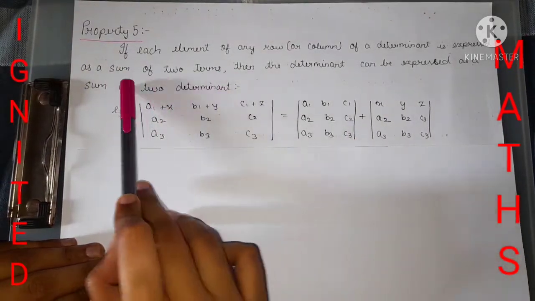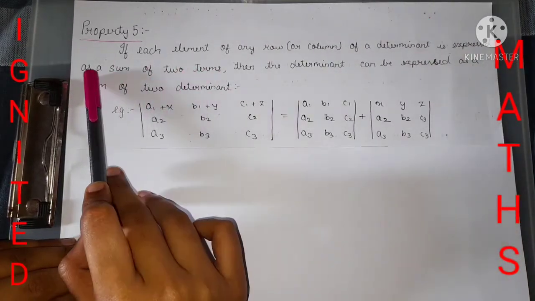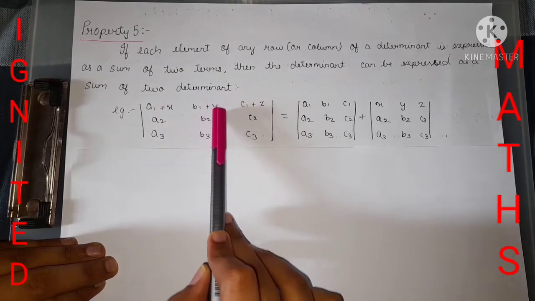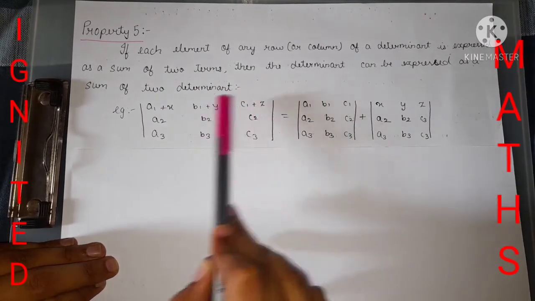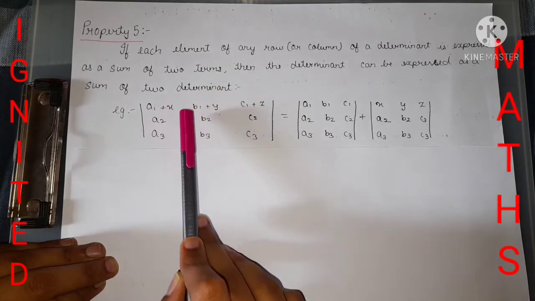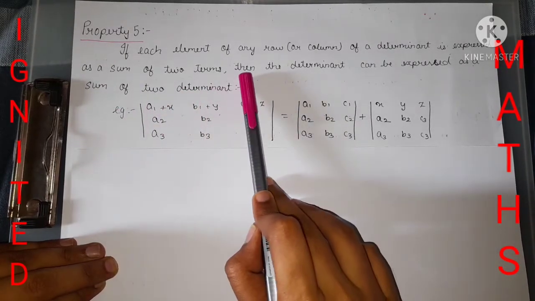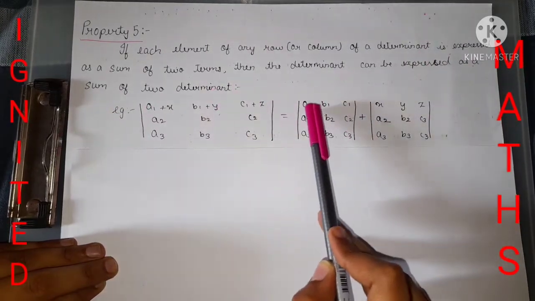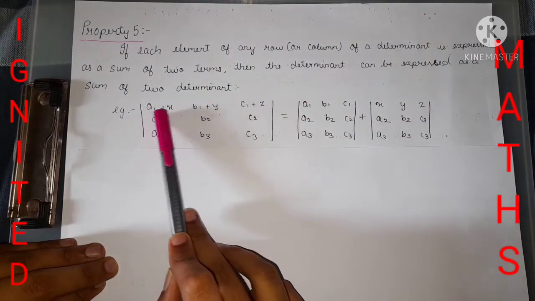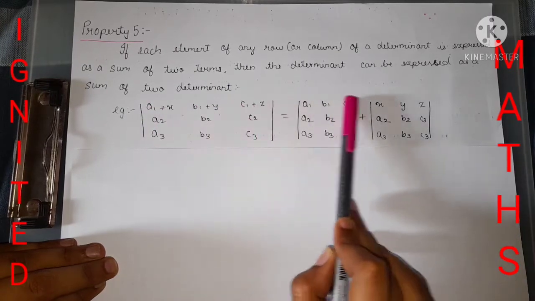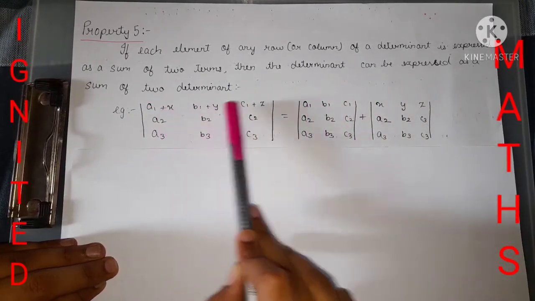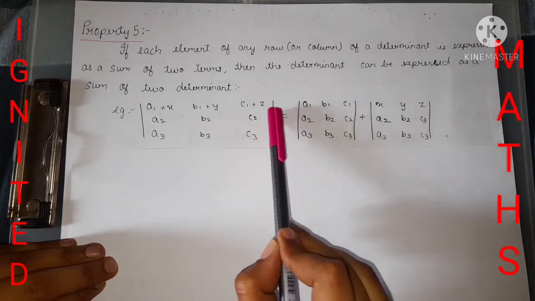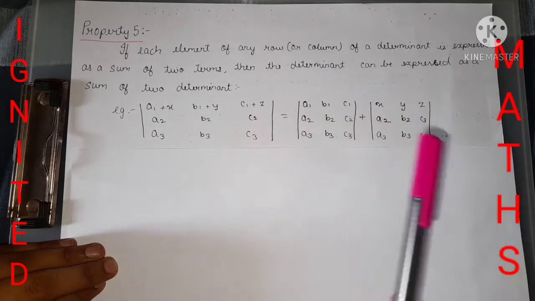The sum of two terms in the determinant is expressed as a sum of two determinants. So b1 is the first term and y is the second term, c1 is the first term, z is the second term, a1 is the first term, x is the second term. This is the sum of the two terms. Then the determinant can be expressed as a sum of two determinants. I have just split the values, a1, b1, c1 as the first determinant and x, y, z as the second determinant.